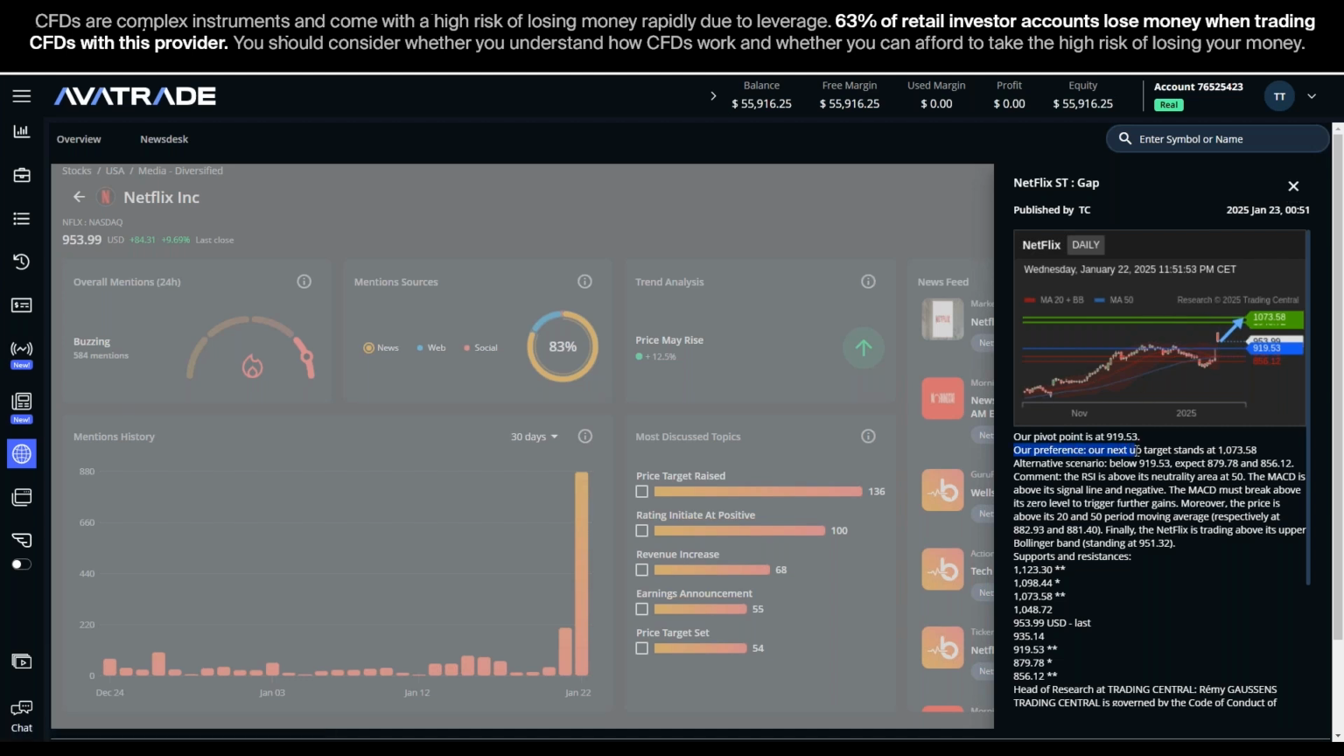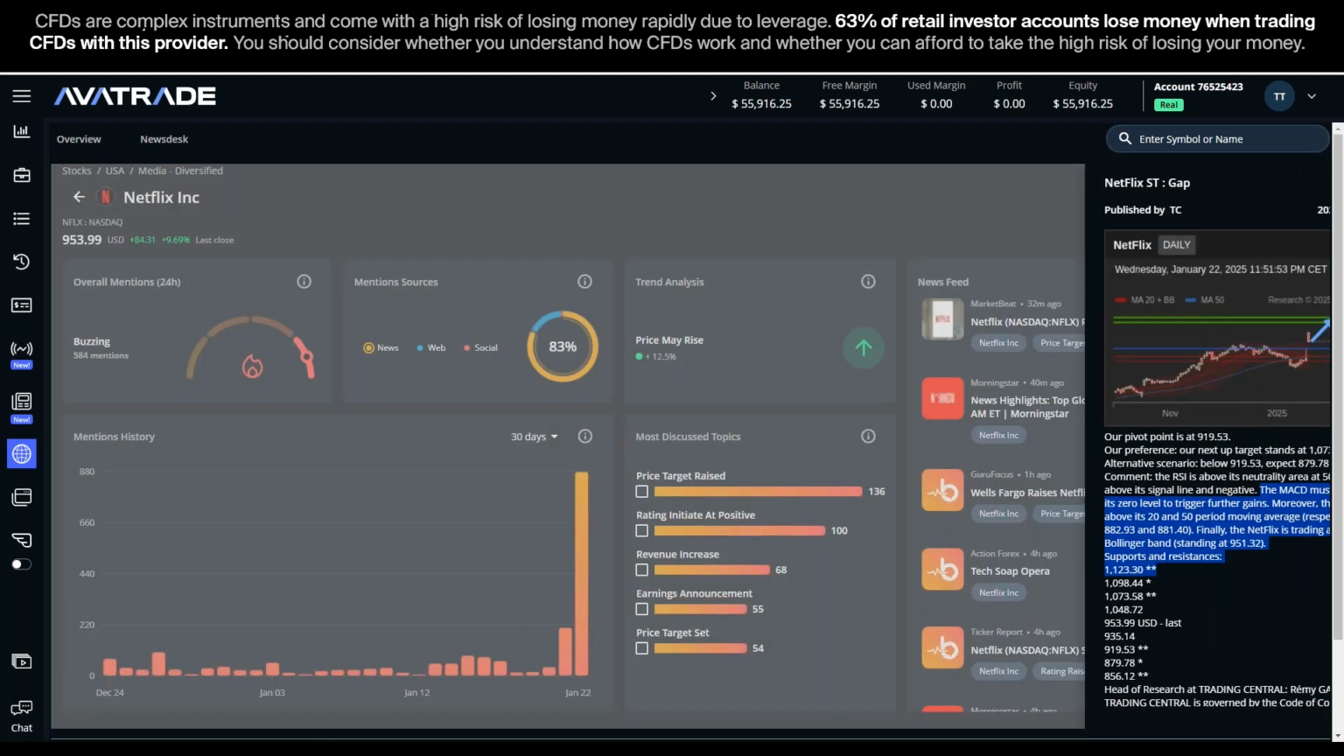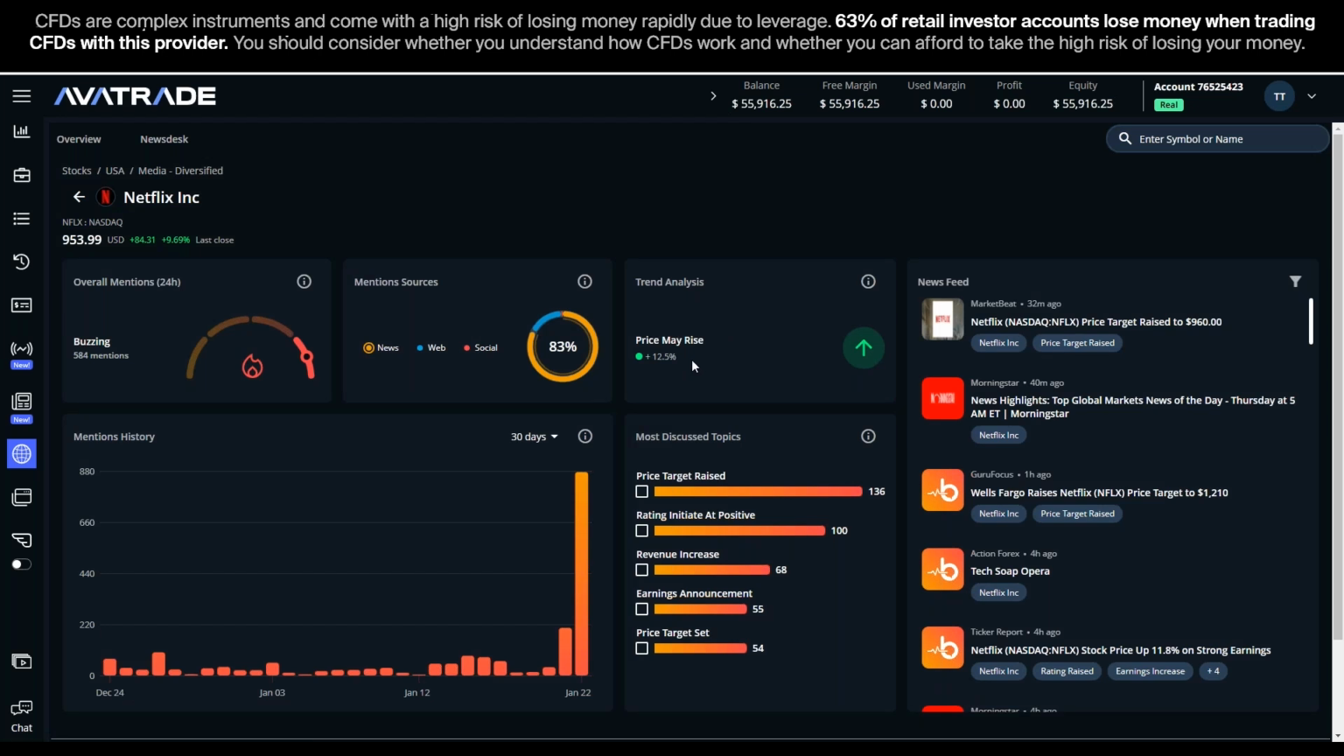It says our preference, next target stands at 1,073. It tells you the alternate scenario. If it does drop below the pivot line, then it tells you to expect further dropping. Explanation of which technical indicators were used, the key price levels that were found, everything's there for the technical analysis. Okay, so the technical signal is buy, unless it drops below that pivot line, which would establish a downtrend from a technical perspective.